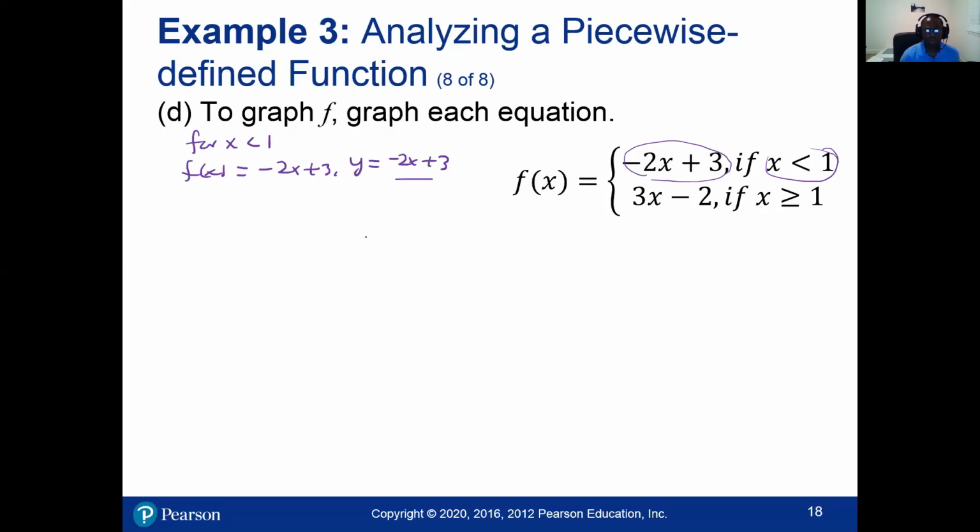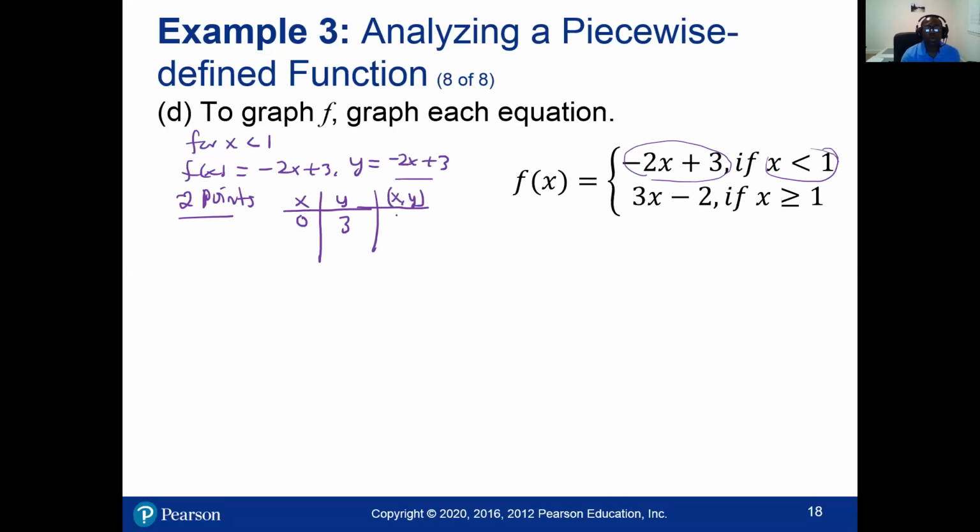So let's pick two points on this graph. You need 2 points. For 2 points, we can do x and then y. Now, when x is equal to 0, we know that this is equal to 3. So the point is what?